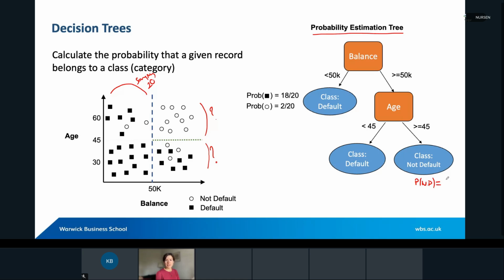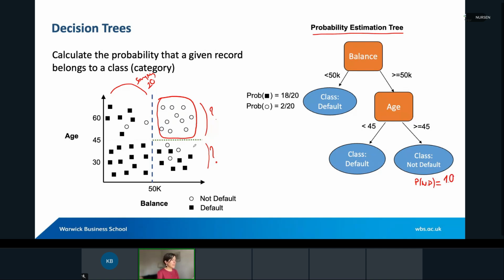Any idea? So here, we only consider the points at this sample, at this split. So these are the points when age is greater than or equal to 45 and balance is greater than or equal to 50K. So I see one, that's correct. We only have not default cases here, therefore probability is 1.